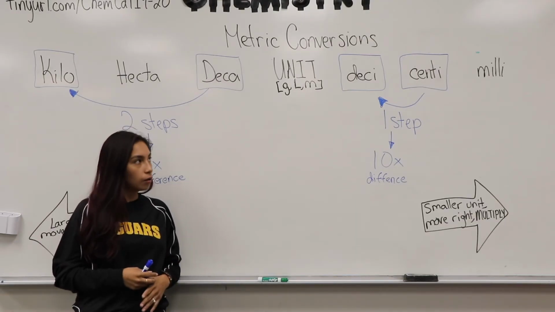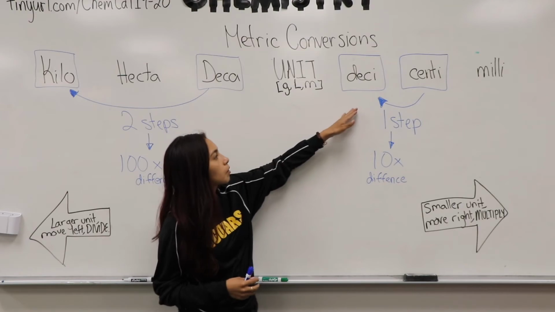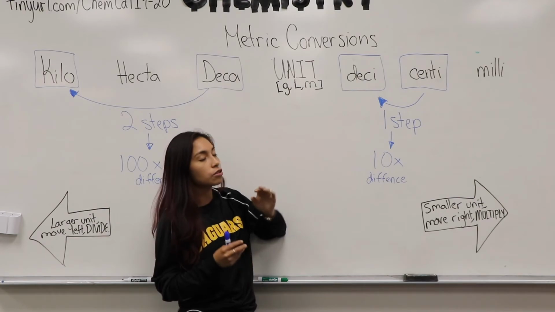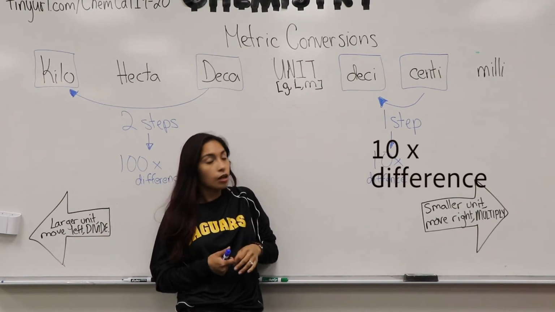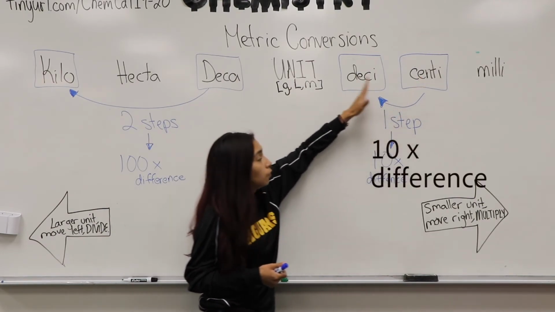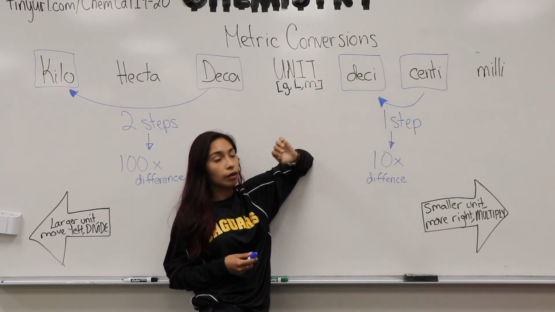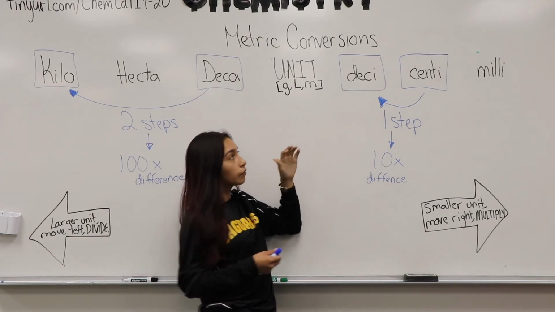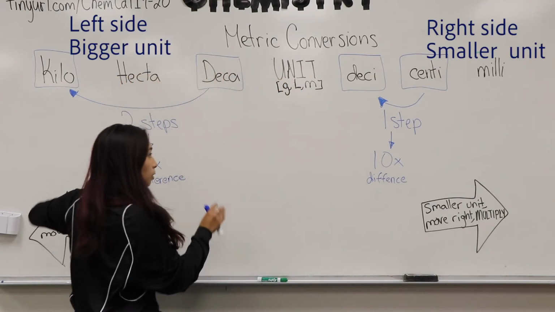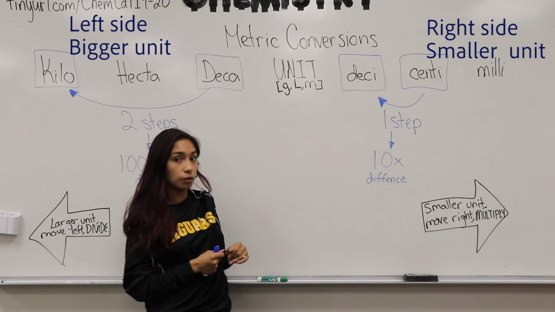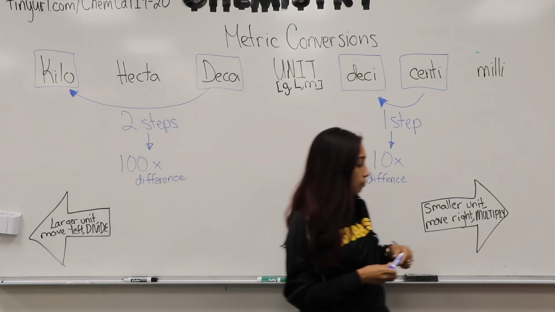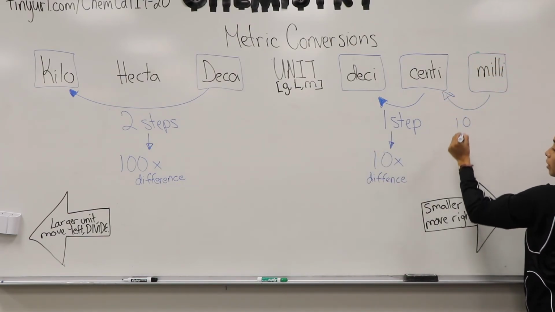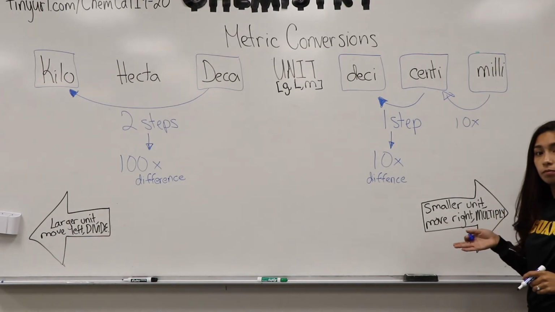One thing I want to point out is that for every step you take, either between centi and deci, deci and the unit, each step is a 10 times difference, meaning that the unit to the left will be 10 times bigger, and the unit to the right will be 10 times smaller. Left is always the bigger unit, the right is always the smaller unit. So even if you're working with milli and centi, there's going to be a 10 times difference.